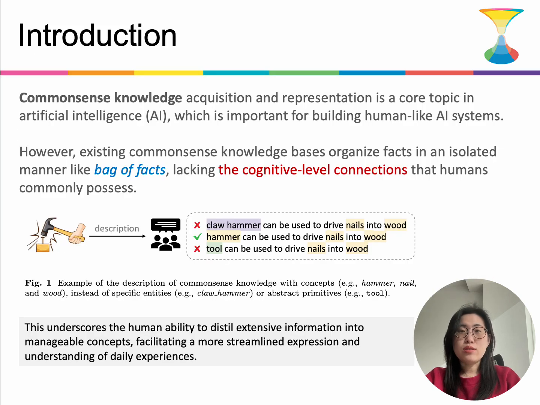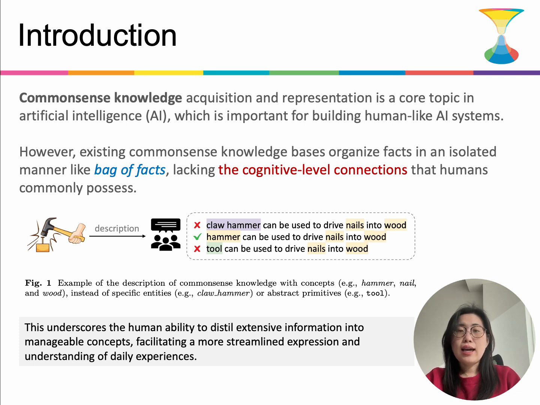First, let me introduce the background of this work. Common sense knowledge acquisition and representation is a core topic in artificial intelligence, which is important for building human-like AI systems. However, existing common sense knowledge bases organize facts in an isolated manner, like a bag of facts, lacking the cognitive level connections that humans commonly possess.